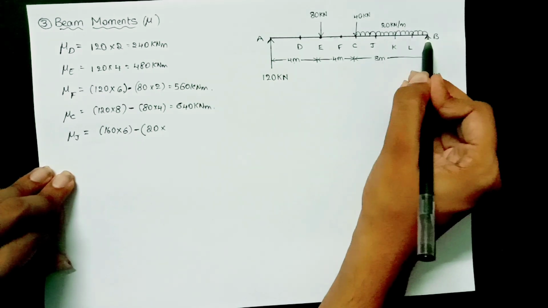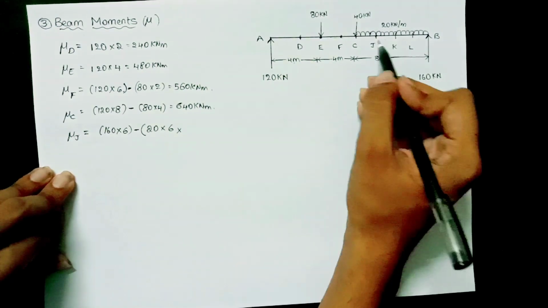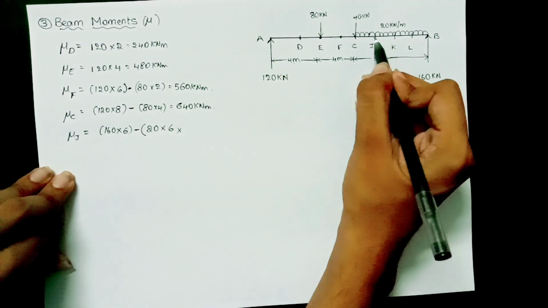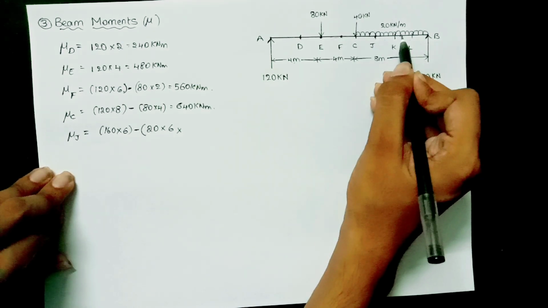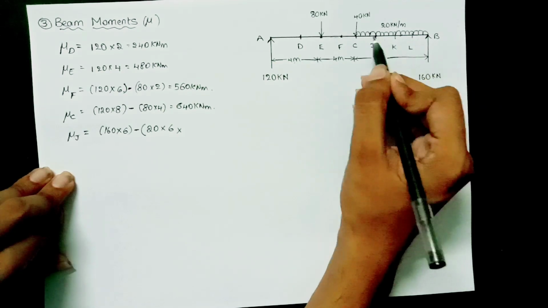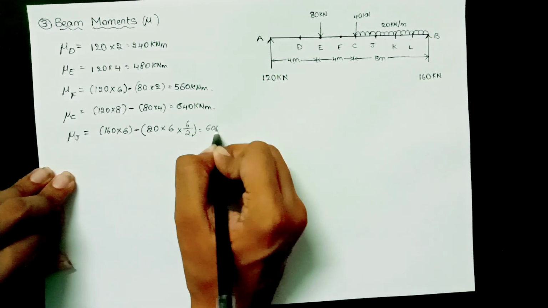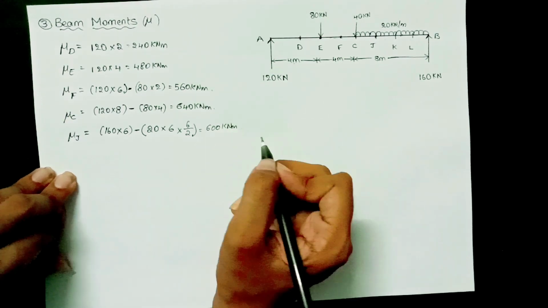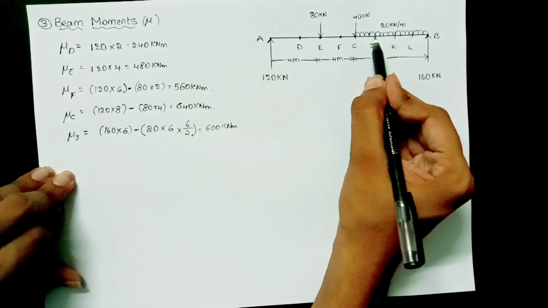From here to here the UDL acting is 6 meters. So 6 into the distance between point to center of UDL. For this distance the center will be here. So this is 6 meters, the center will be 6 by 2. So this is 600 kilonewton meter. Okay. So 160 into perpendicular distance is 6 meters.